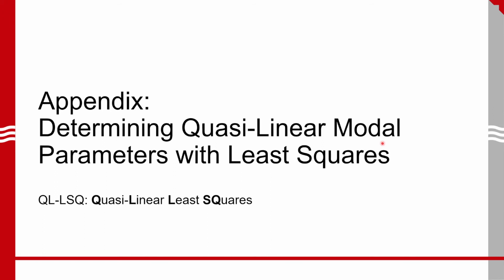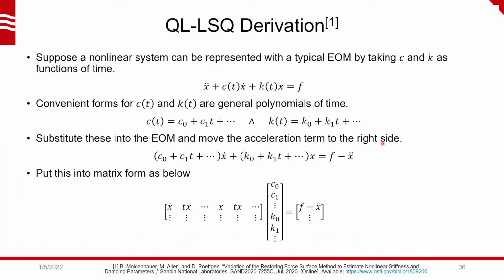And as a little addendum or appendix on how the quasi-linear modal parameters were determined, it's a process that I came up with called QLLSQ, or quasi-linear least squares. You could think of it as a variation of RFS, where instead of fitting the restoring force with response polynomials, you fit it with time polynomials.